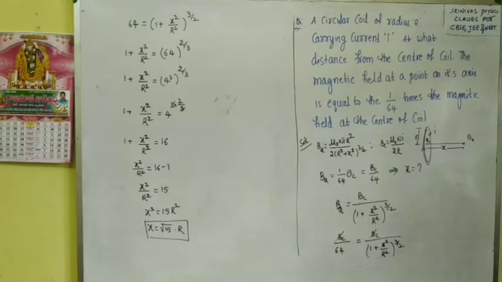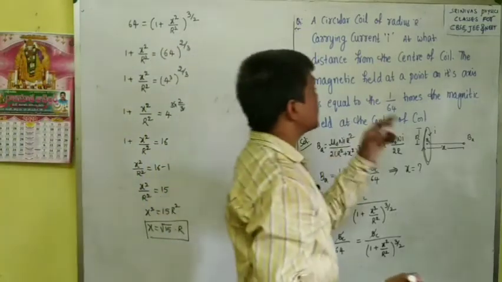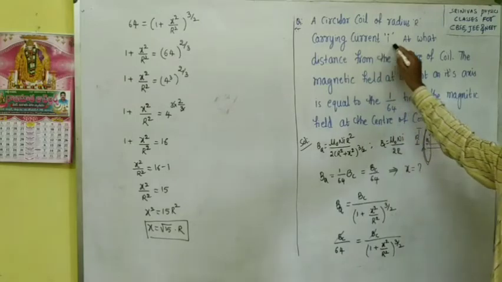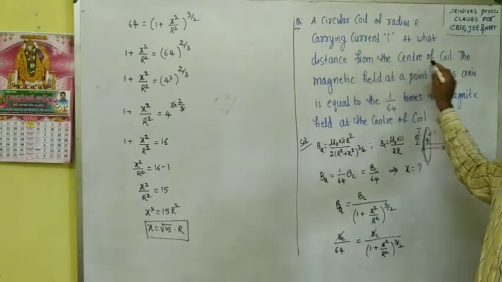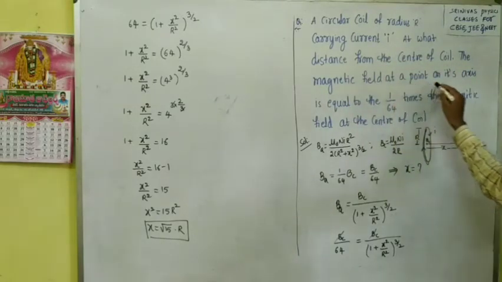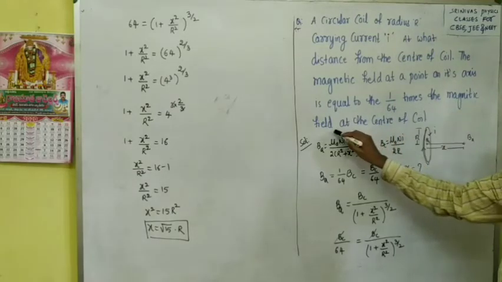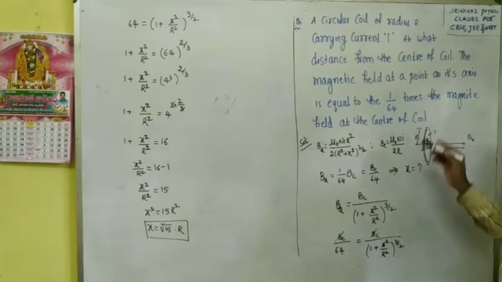Look here, I want to explain the solution. What is our question here? A circular current carrying coil of radius R carrying current I, at what distance from the center of the coil is the magnetic field at a point on its axis equal to 1 by 64 times the magnetic field at the center of the coil? This is our question.